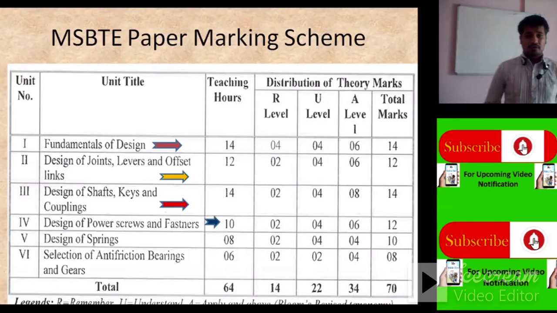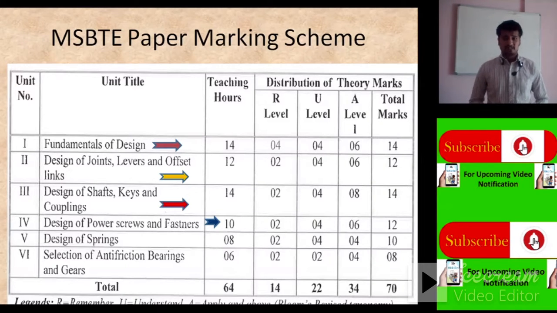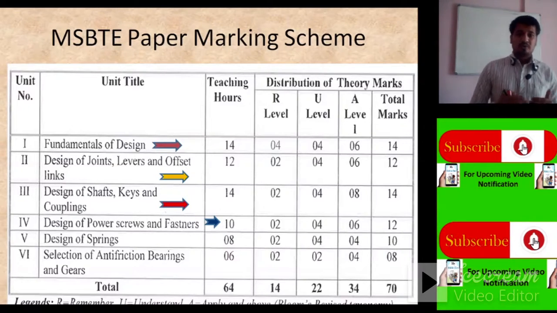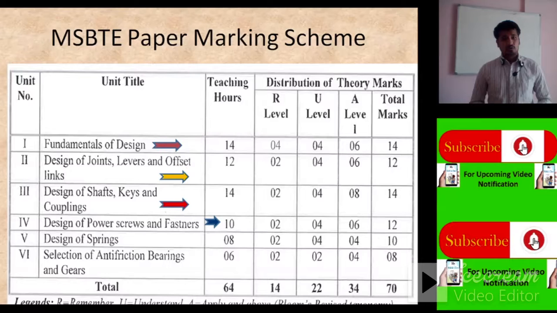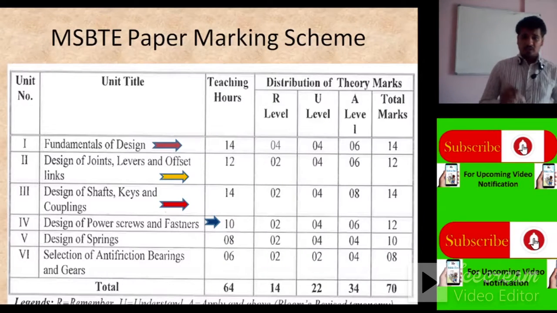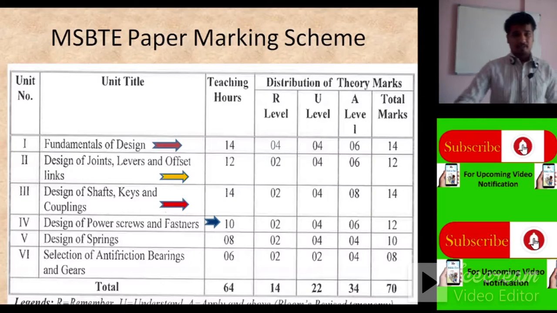Then unit number 4 is design of power screw and fasteners. Students, the power screw and fasteners are important in every sector. When you are going to make the micro project or your final year project, at that time also you have to consider the power screw and the fasteners. And for designing those parts, you have to know the designing procedure for power screw and fasteners. So this chapter is also the basic of power screw and fasteners, which is for 12 marks.